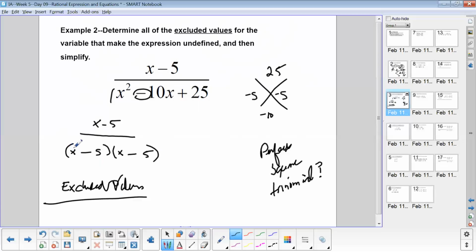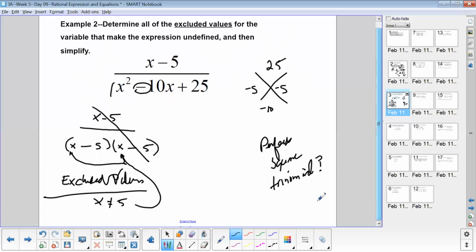I actually have a multiplicity here. X cannot be 5, because when you substitute 5 in here or here, what are you going to get in the denominator? If you substitute 5 here, you're going to get 0. Of course, here you're going to get 0. So you're going to get 0 in the denominator. So the excluded value is x cannot be 5. Then you can go about dividing out.